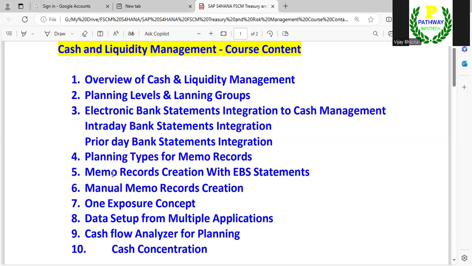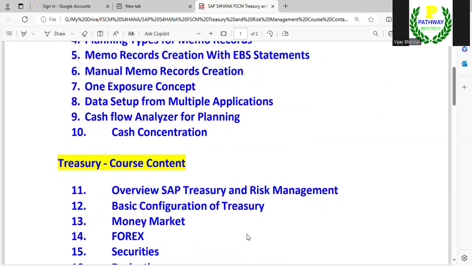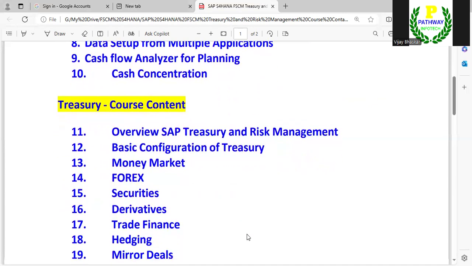So how the system automatically creates memo records when we upload the EBS statements, and how we are going to create memo records manually if required for any planning purpose. Then the exposure concept, data setup from multiple applications, cash flow analyzer for planning, then cash concentration. Once cash and liquidity management is completed, I am going to start the treasury.